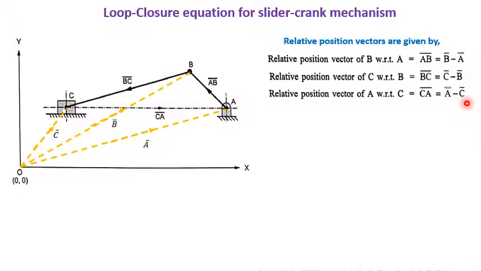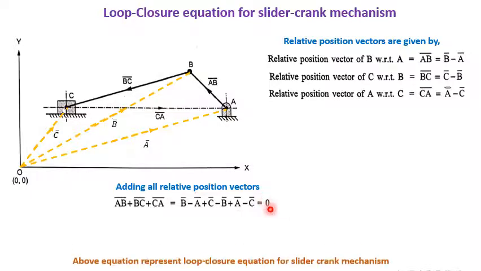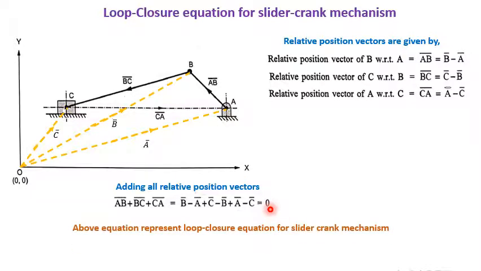So let us check the loop closure equation, whether it is satisfied or not. Add all the position vectors. These are the three position vectors. After adding all the three position vectors, we got 0. Therefore, the above equation represents the loop closure equation for slider crank mechanism. Clear?